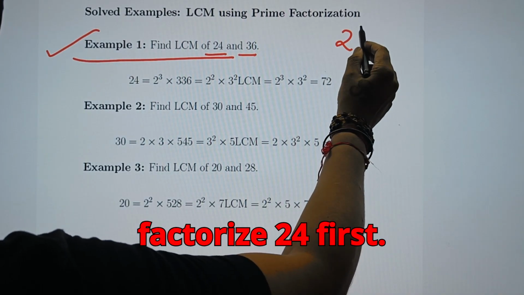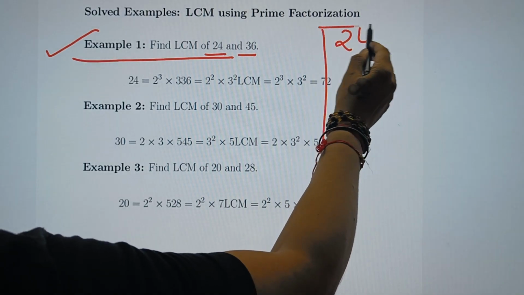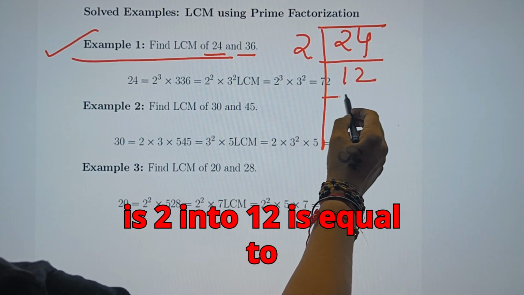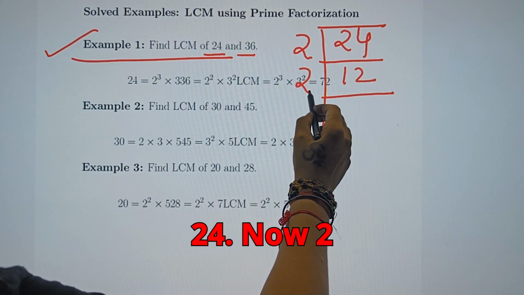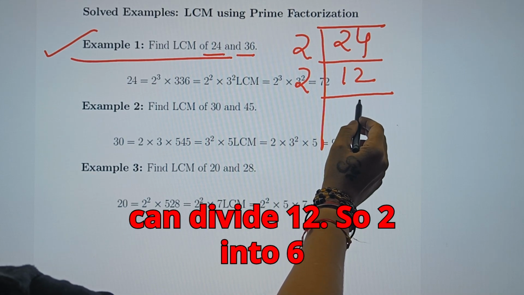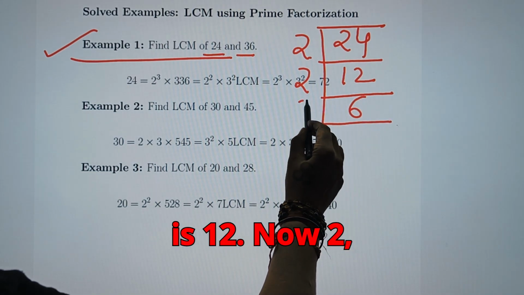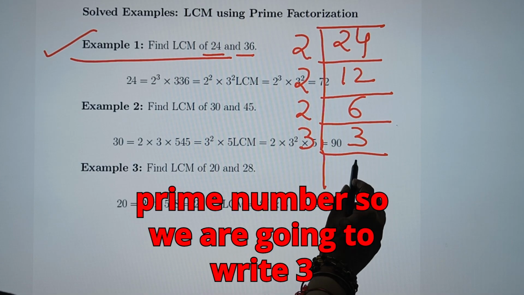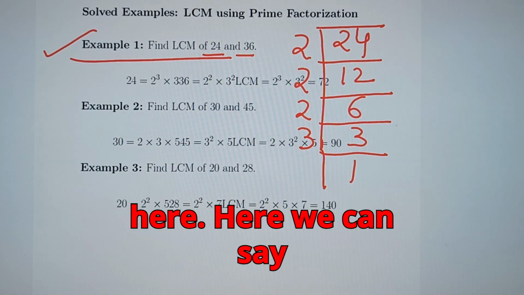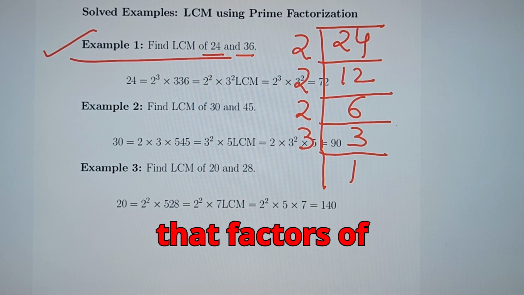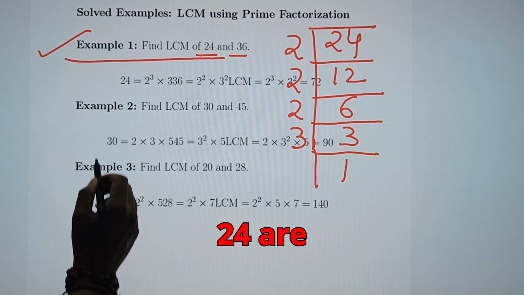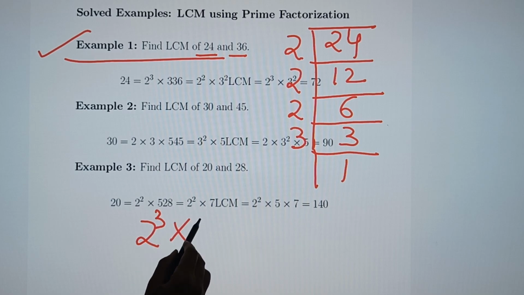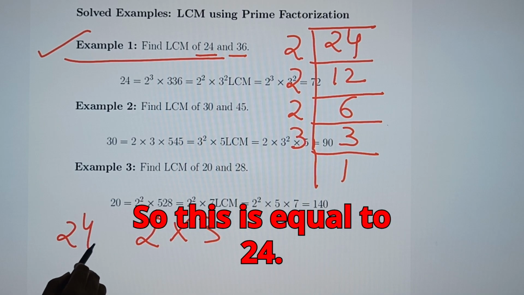So let's factorize 24 first. 24 can be divided by 2, that is 2 into 12 is equal to 24. Now 2 can divide 12, so 2 into 6 is 12. Now 2 threes are 6. Now 3 is a prime number, so we are going to write 3 here. Hence we can say that the factors of 24 are 2 raised to the power 3 into 3. So this is equal to 24.